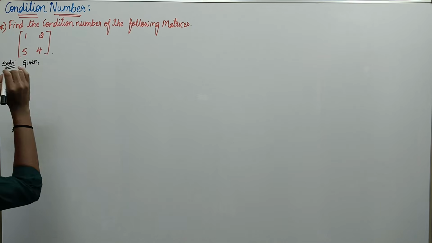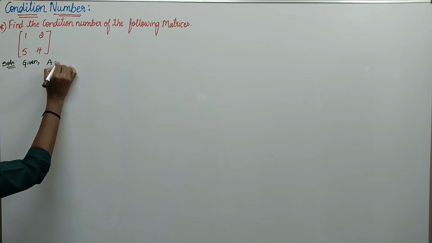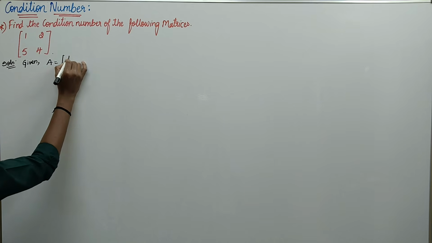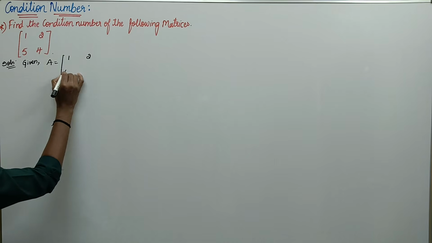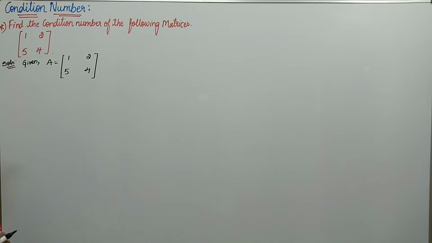We are always supposed to define a matrix with respect to capital letter A. Capital letter A is equal to 1, 2, 5, 4. After representing the given, they have asked to find the condition number.